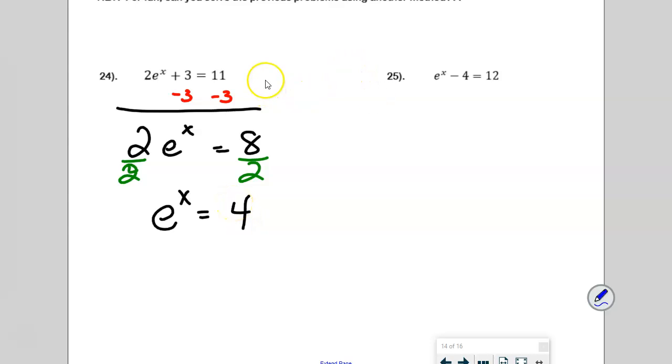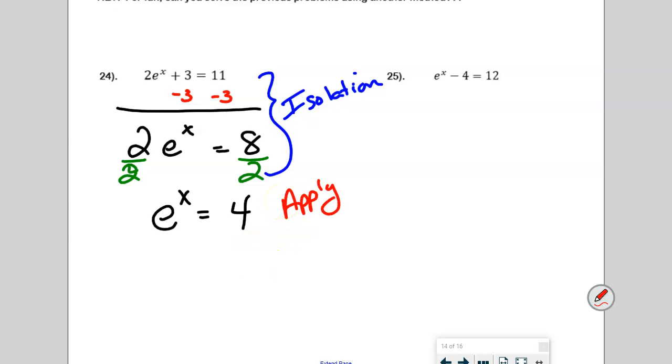All of these steps right here were just isolation. Absolutely no algebra 2 happened yet. Now the algebra 2 happens. We're going to apply a logarithm. But remember how I said you can use natural log or log. Well, in this case, it would be much smarter for us to apply a natural log to both sides, because the natural logarithm is a logarithm of base e. So you're going to have some cancellation happen right here.